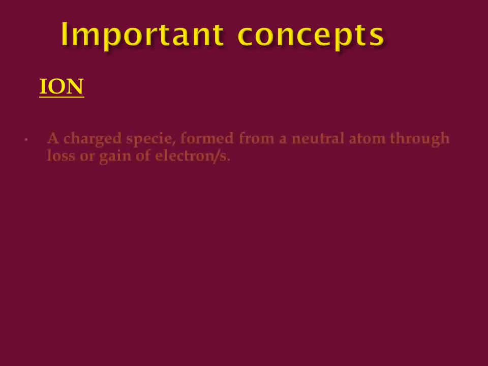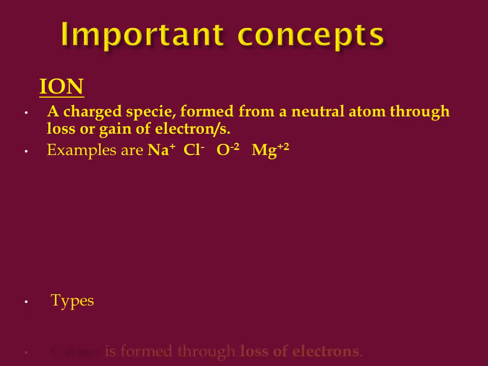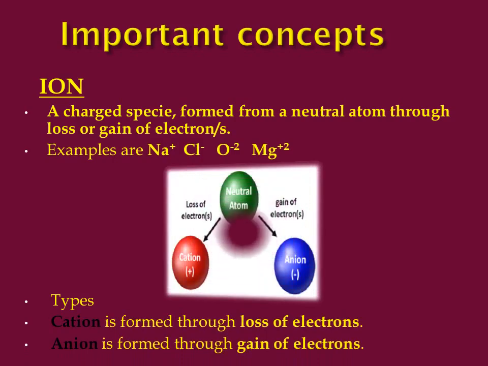What are ions? A charged species that is formed from a neutral atom through the loss or gain of electrons. For example, sodium ion, chloride ion, oxide and magnesium ions. There are two types of ions: cations, which are formed by the loss of electrons, and anions, which are formed from the gain of electrons.